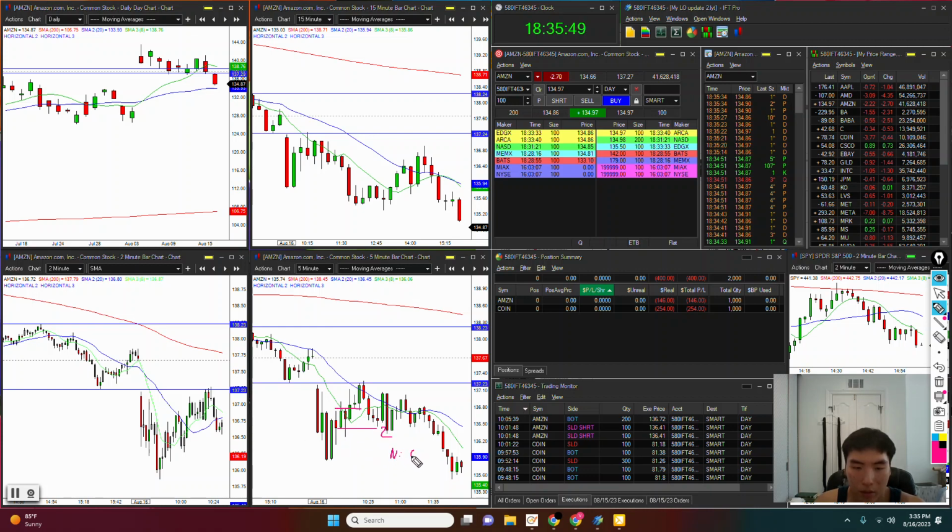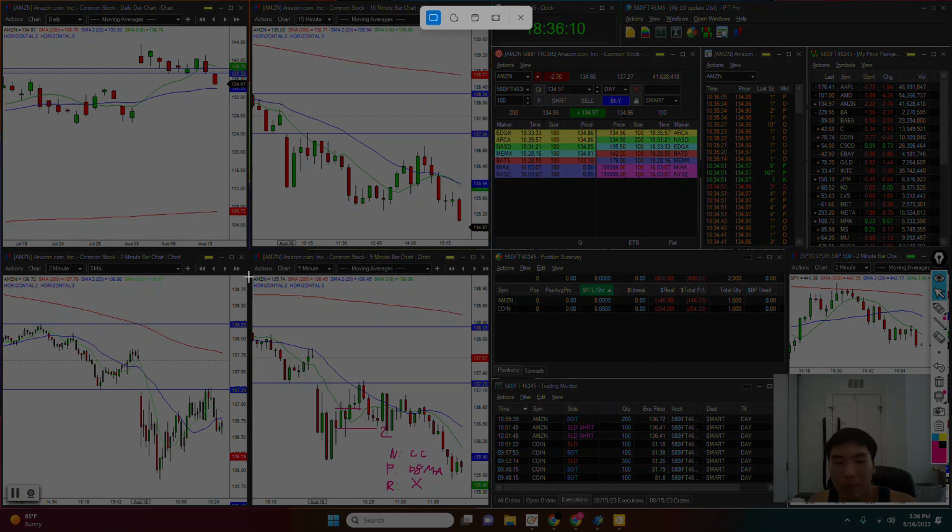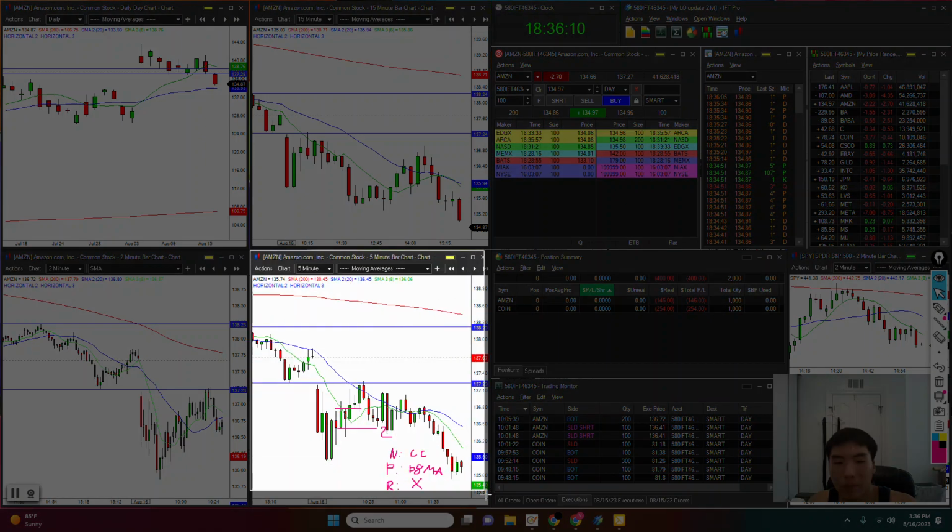Name, CC, position, declining 8MA, risk. I would say my risk no good this time. I'll explain. It's the same thing again, because I only had $70. I couldn't risk the proper amount.